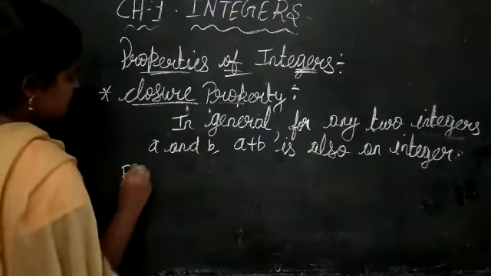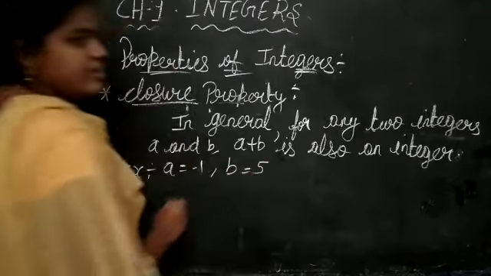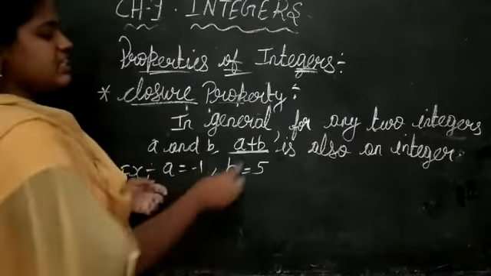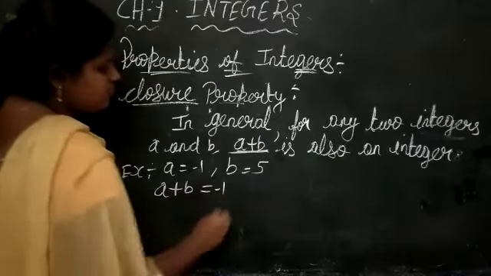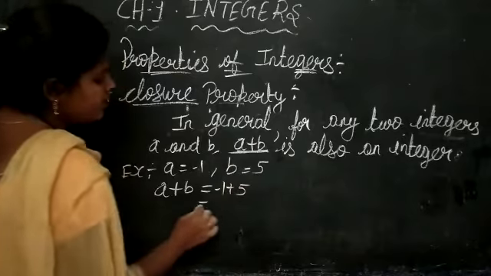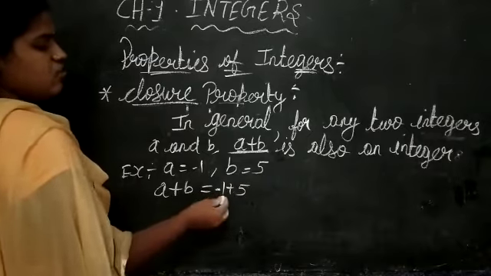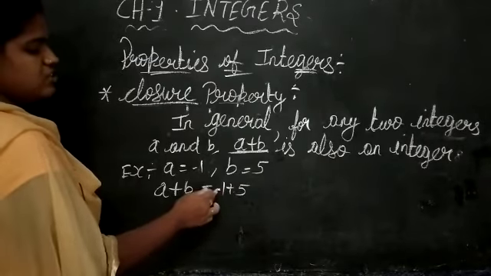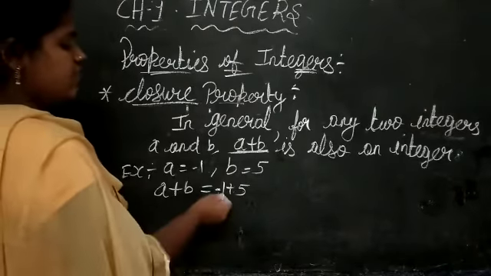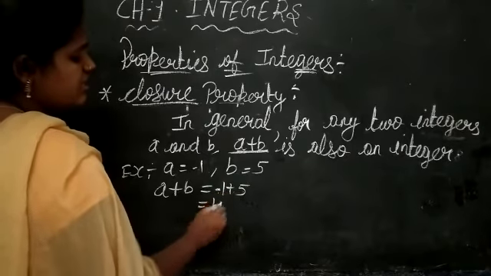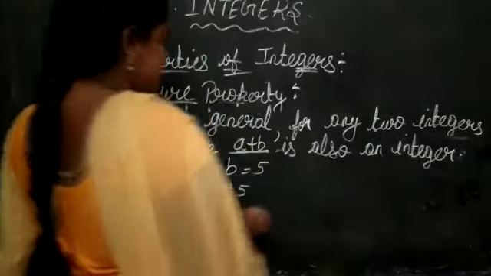Now for an example, take a value minus 1 and b value 5. According to the closure property, we need a plus b. So a plus b equals minus 1 plus 5. Here one is positive and one is negative, so we need to do subtraction. 5 minus 1 is 4. Which is the greater number, 1 or 5? 5. Which sign does 5 have? Positive. So the answer is positive 4. Now, is 4 an integer? Yes, it is an integer.